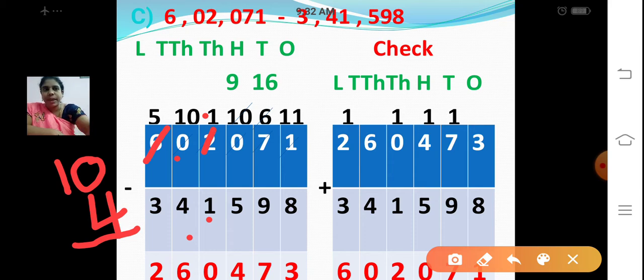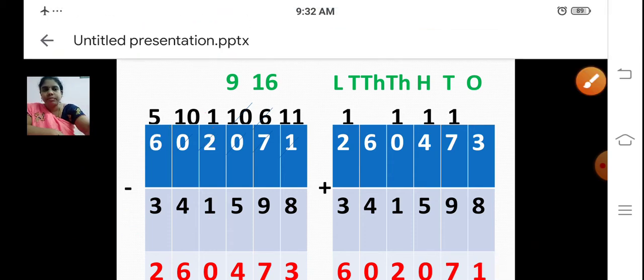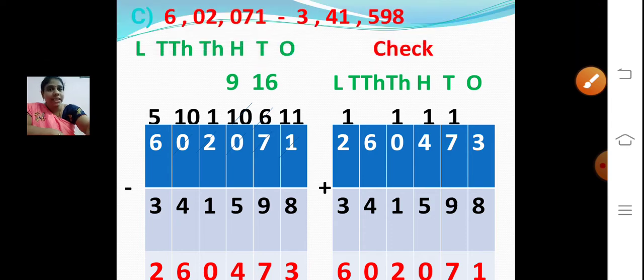5 lakh minus 3 lakh. 5 minus 3. So now we are going to subtract the lakhs place. 5 minus 3. Start from number 3, count forward till you reach 5. After 3, 4, 5. So 2 lakh. 5 lakh minus 3 lakh, 2 lakh. So my answer is 2 lakh 60,473. Now whether my answer is correct or not, how will you check your answer?